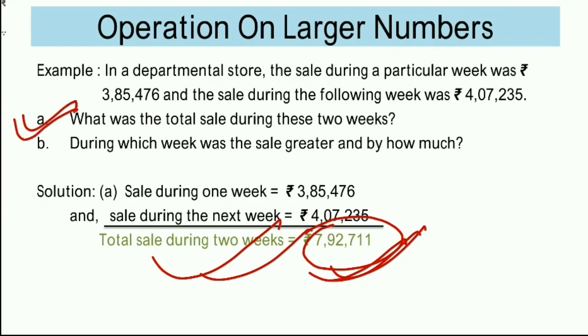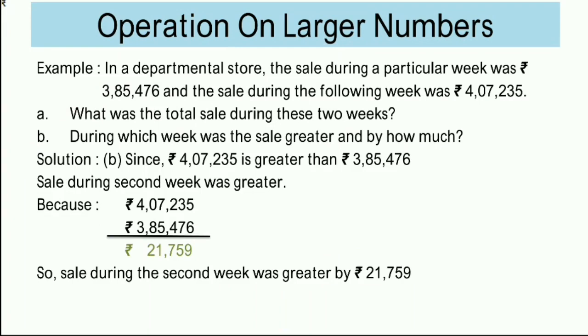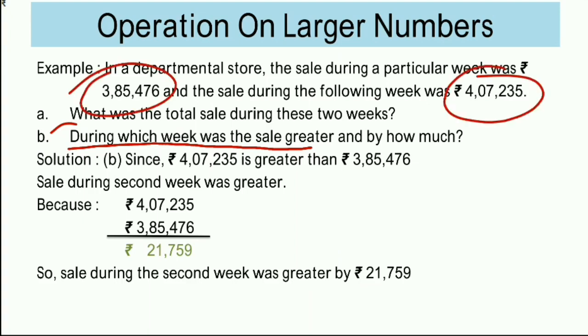Now move towards question number B. What is question number B? Question number B is saying that during which week was the sale greater and by how much? It means in which week the sale was greater. It is very easy. Just compare both the data, and see which one is greater. Then you will understand in which week the sale was greater.